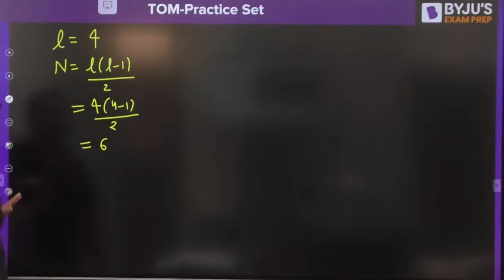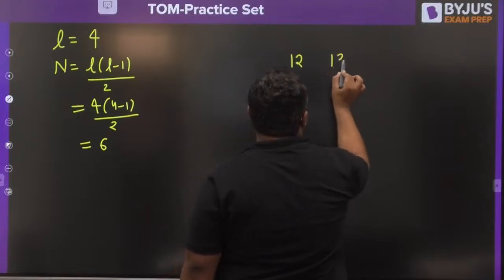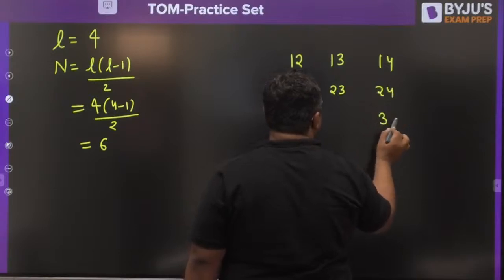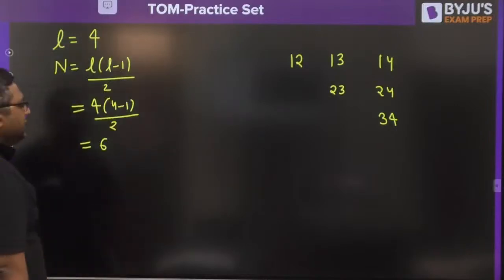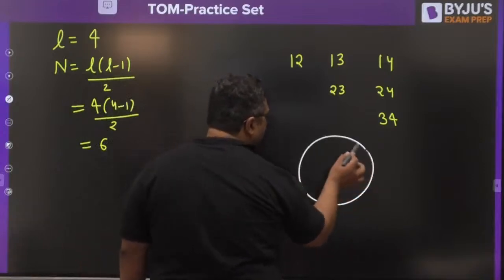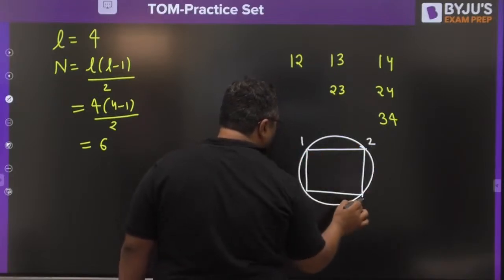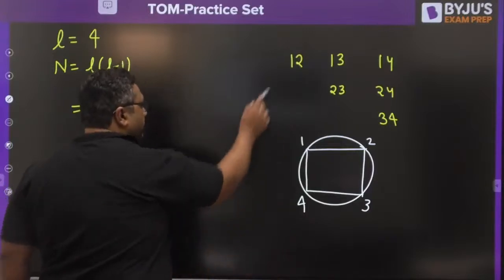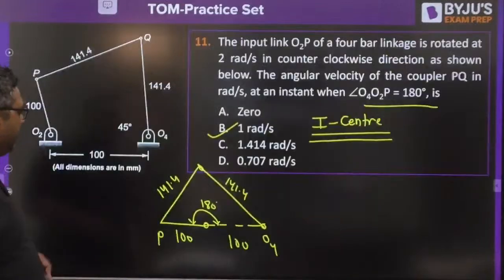So if you see this, my dear, you found out the I centers: I12, I13, I14, I23, I24 and I34. So these are the 6 I centers we have. Now you will be making a polygon because there are 4 links, so a quadrilateral will be formed. With this quadrilateral 1, 2, 3, 4, you know I12, I23, I34. These I centers are always known to us.